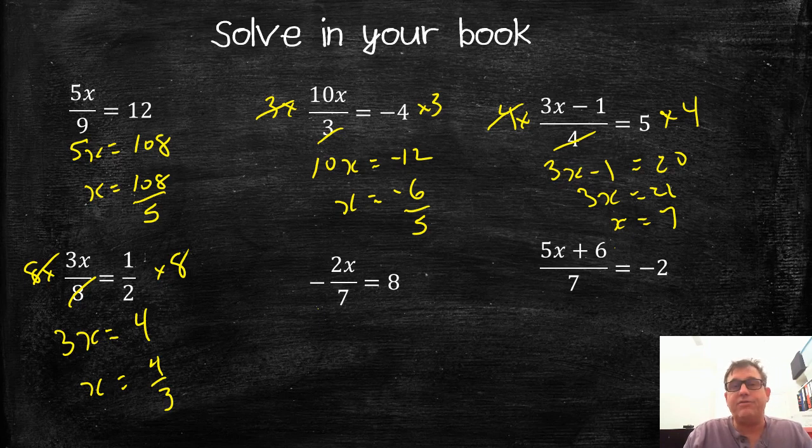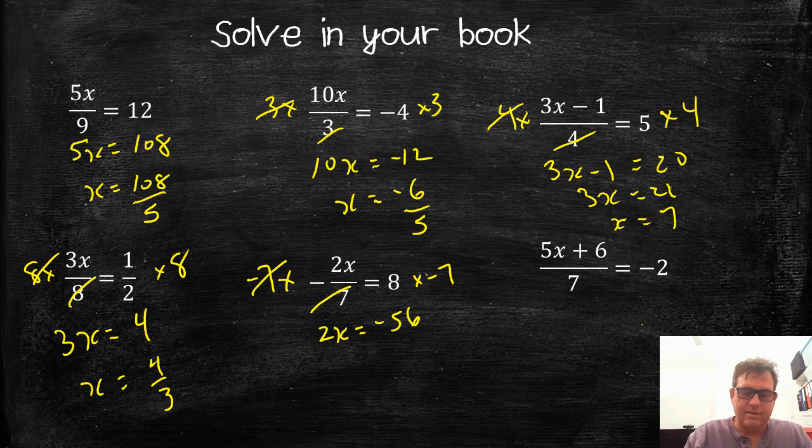Next one, my fraction is a negative, so what I'm going to do is get rid of the fraction and the negative at the same time. Remember, we're solving for 1x, not negative 1x. So I need to get rid of that dividing by 7, the multiplying by 2, and the negative. So I'm going to multiply both sides by negative 7. Negative 7 divided by negative 7 is 2x. 8 times negative 7, negative 56. Now I can divide both sides by 2. Not multiply. I'm going to divide both sides by 2, so I'm left with x. And negative 56 divided by 2 is negative 28.